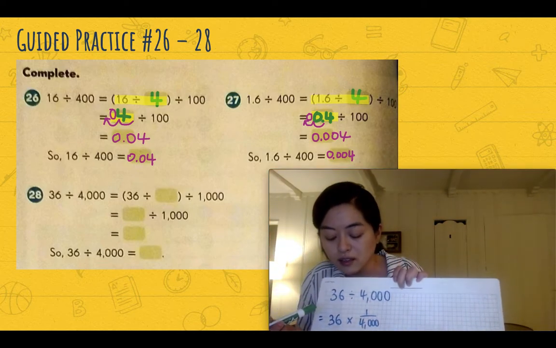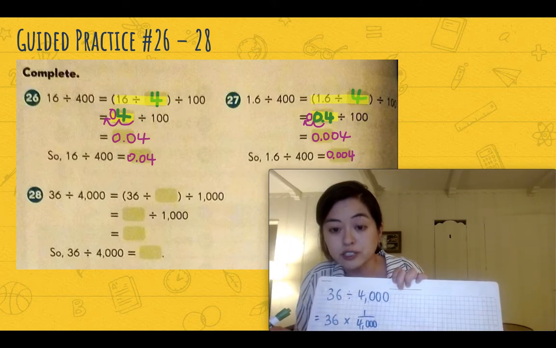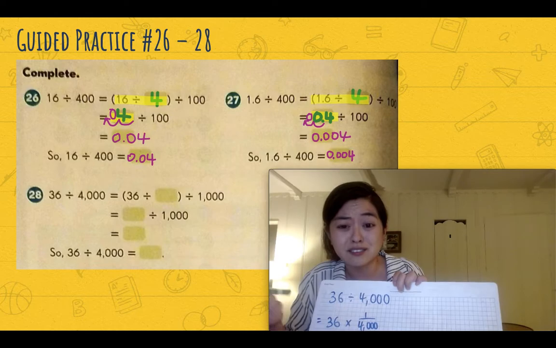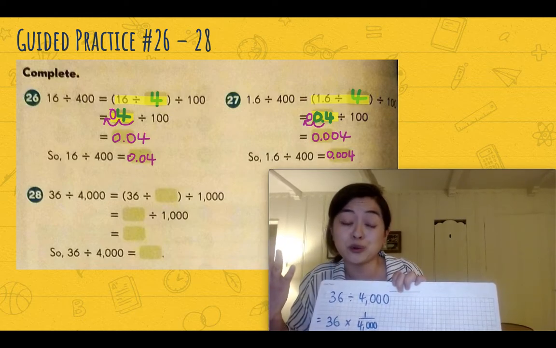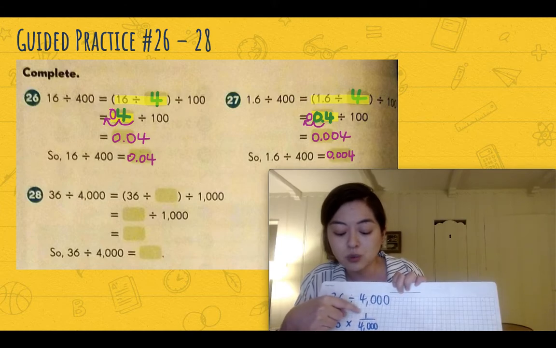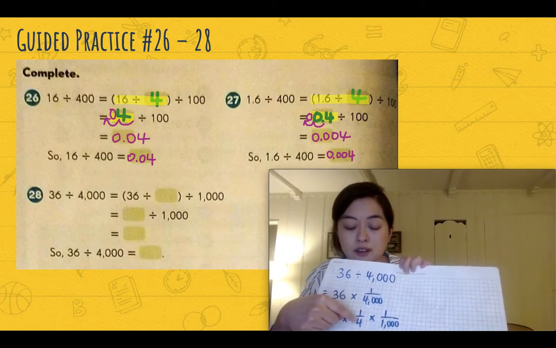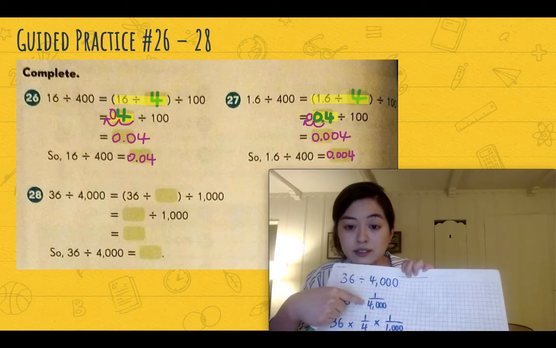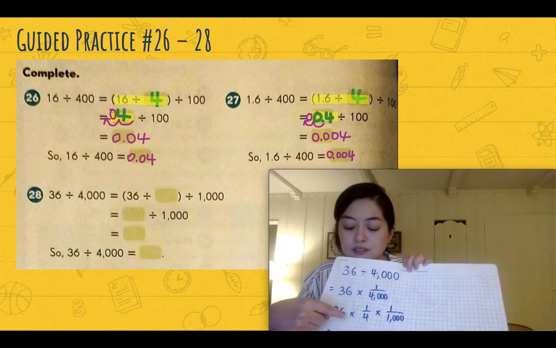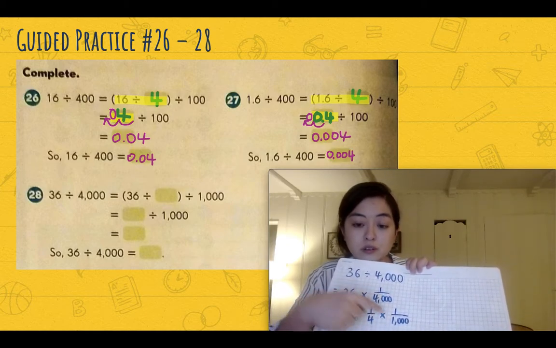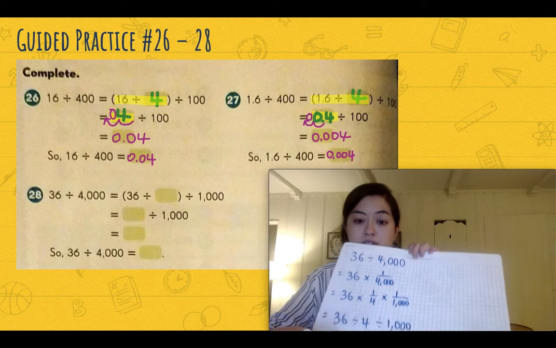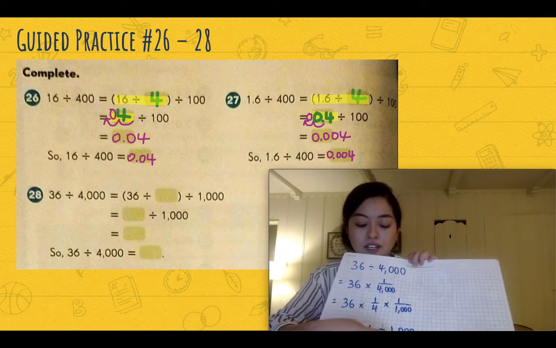It's the same thing as saying 36 times the reciprocal of 4,000. And I want to break apart my 1/4,000ths into thousands, because eventually I want to divide by 1,000 because I know the rule for dividing by 1,000. So 1/4,000ths becomes 1/4 times 1/1000. So 36 times the reciprocal of 4,000 is the same thing as saying 36 times the reciprocal of 4 times the reciprocal of 1,000. And I can change this into a division sentence right here. 36 divided by 4 divided by 1,000.